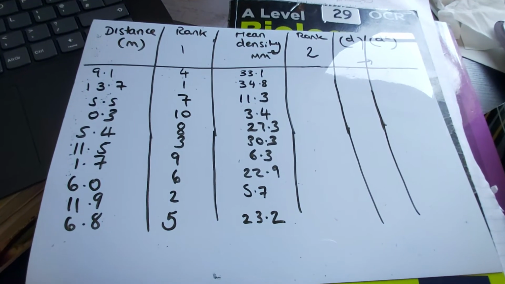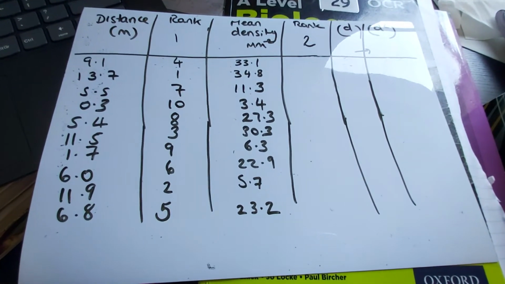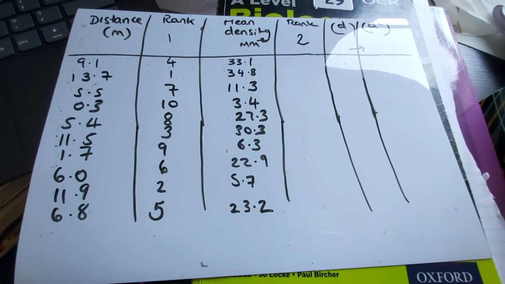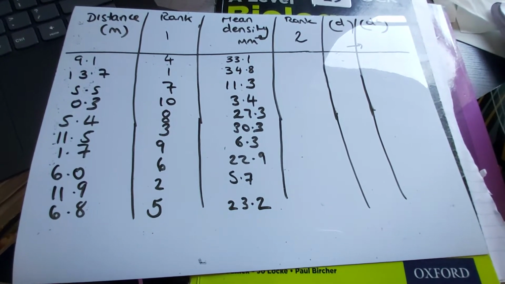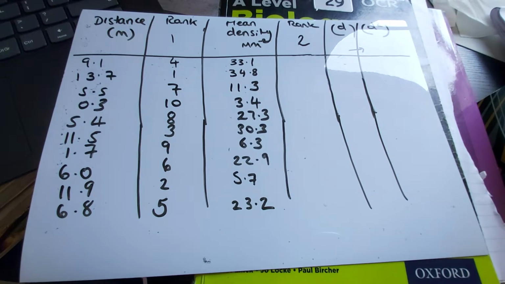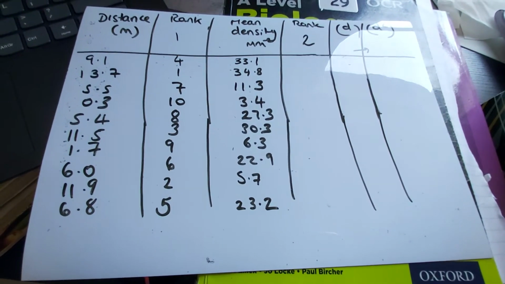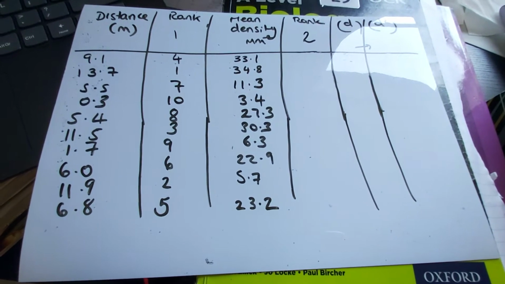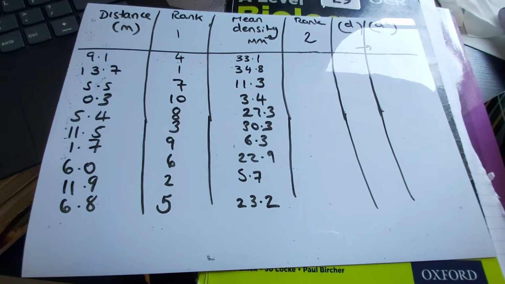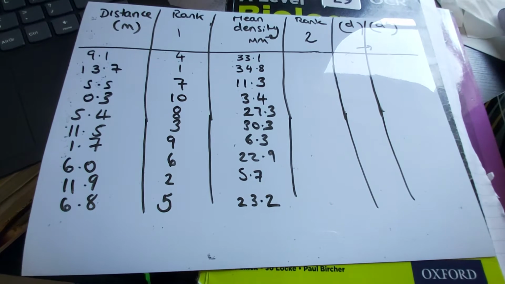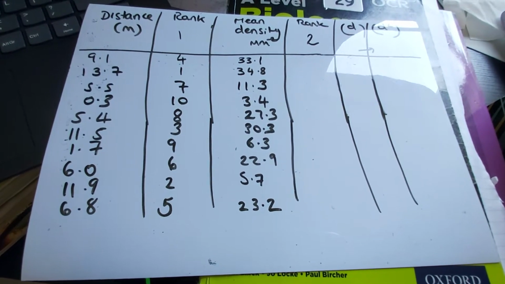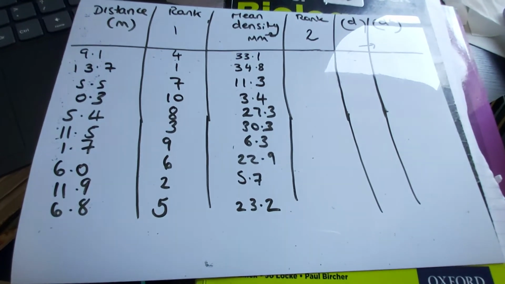Okay, year 12. So we're currently looking at part C. This question says, a group of students investigated the relationship between the distance of different trees from a river and the mean leaf hair density. So we've got a table somewhat filled in for us, and our job is to complete this table called table 25 by calculating the difference between the ranks and then squaring the difference.